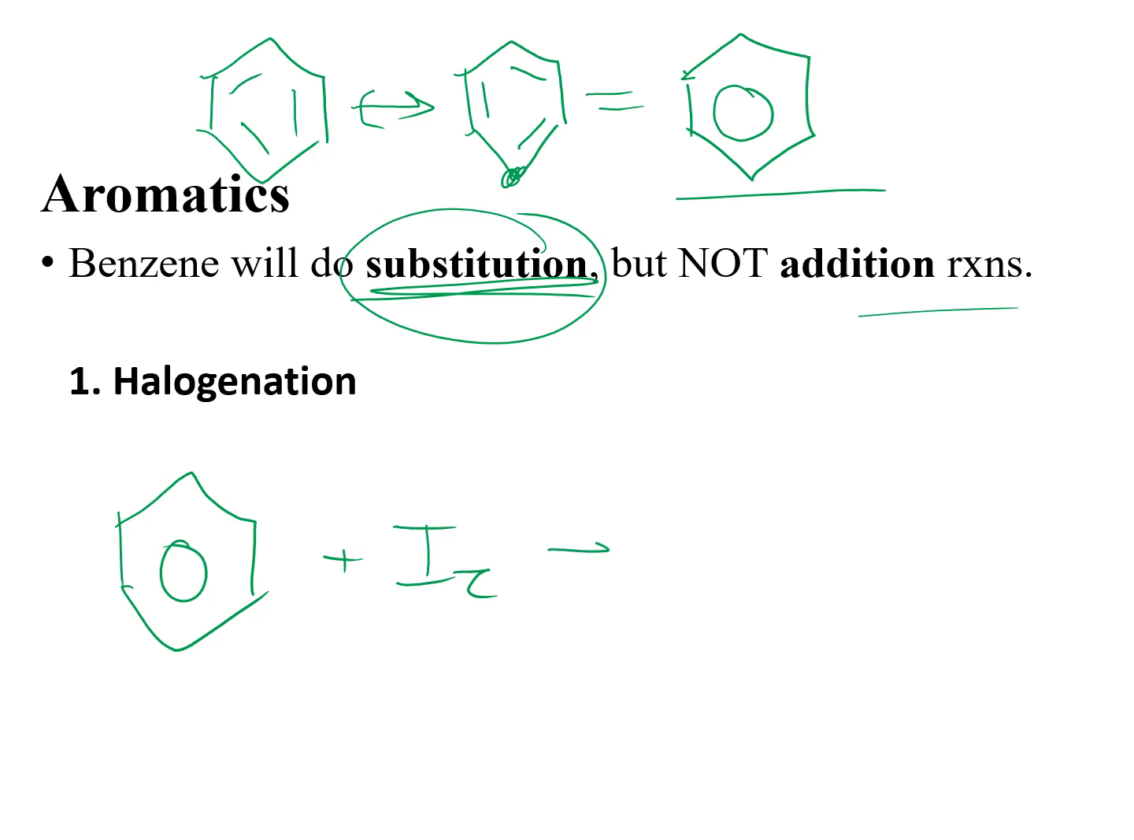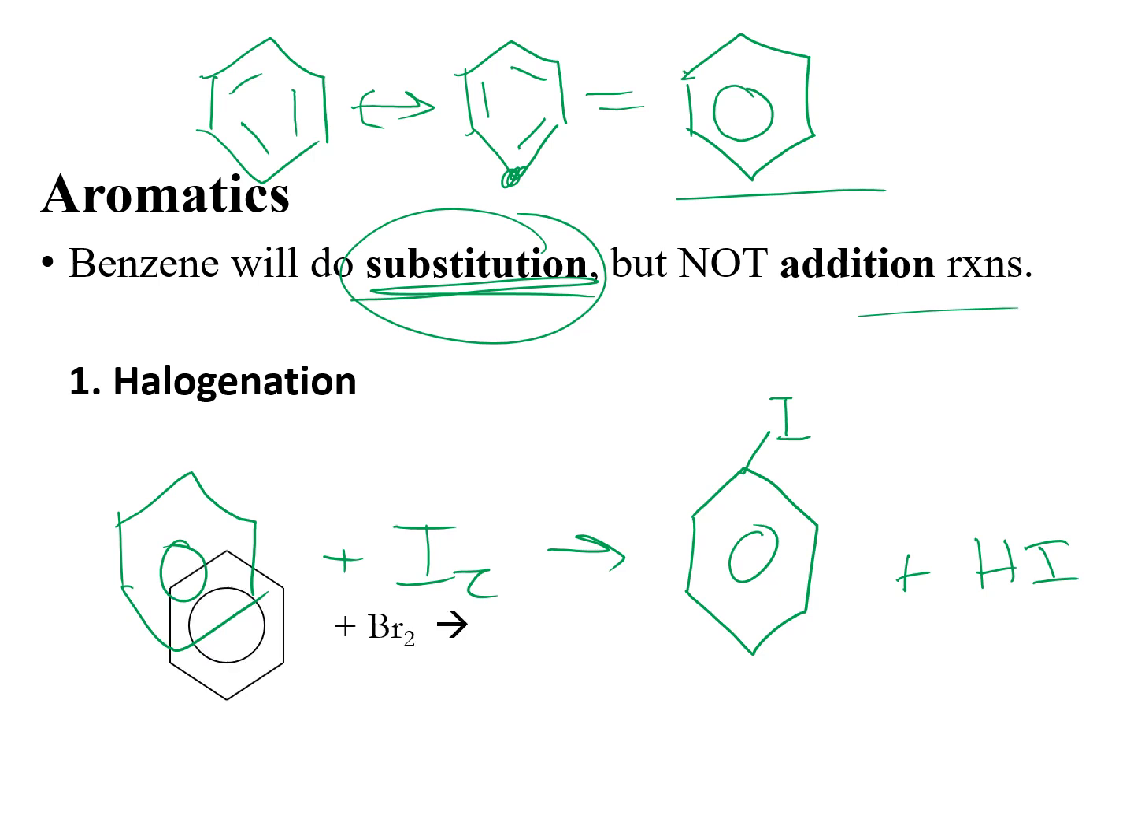So we could imagine under the right conditions, we could add iodine to this benzene molecule, and what we'd end up with is still the benzene structure, but one of the hydrogens would get replaced with one of the iodines, and then the other iodine would leave with the hydrogen that it took from benzene. So we'd end up with this iodobenzene being produced. Here it is with bromine showing up underneath there, again substituting out one of the hydrogens for a halogen.